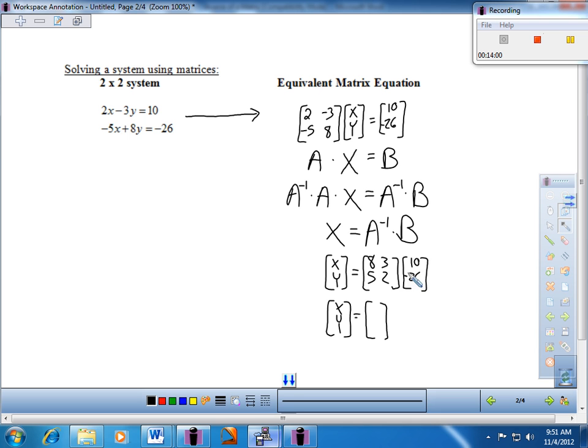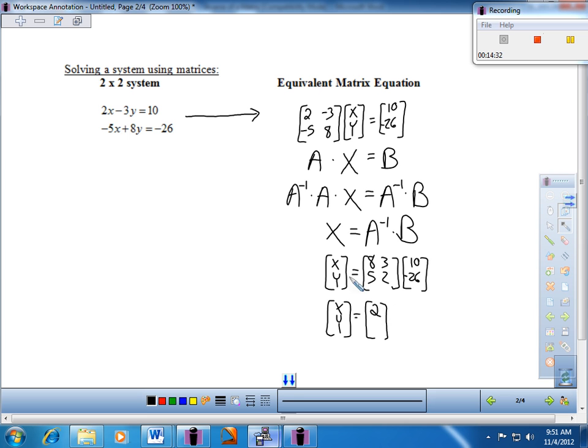Now this looks good. So remember how we're going to play this off, everybody. I'm going to go across on the row and down in the column there. Left matrix across, right matrix down. And so 8 times 10 is 80. 3 times -26 is -78. And so I have an 80 and a -78. Combine those together, and you get 2.